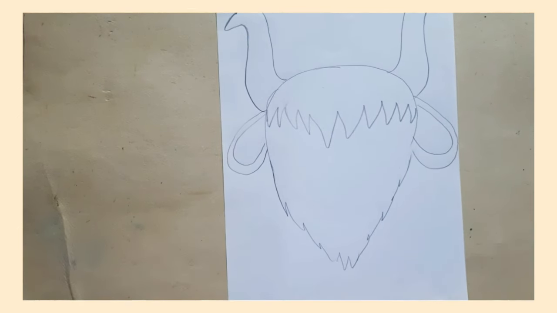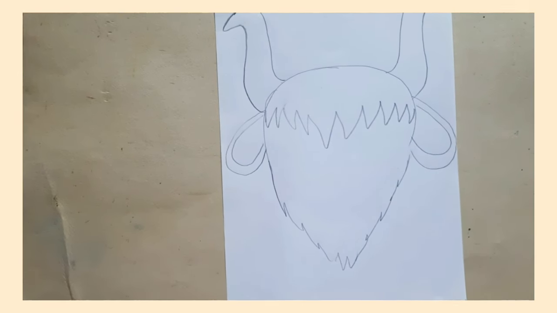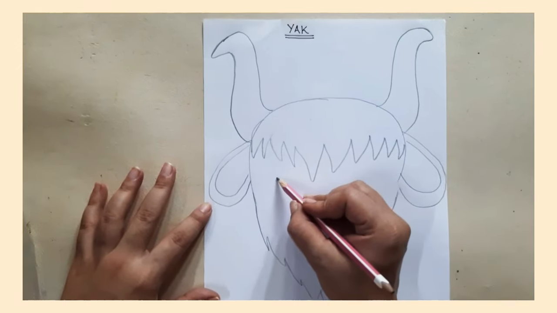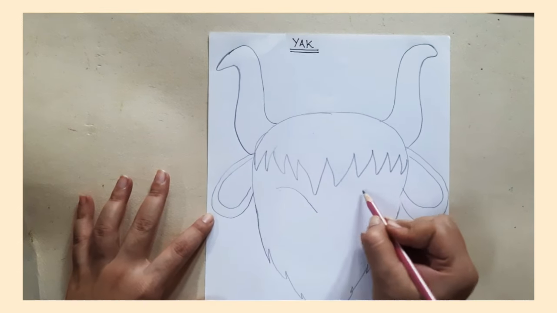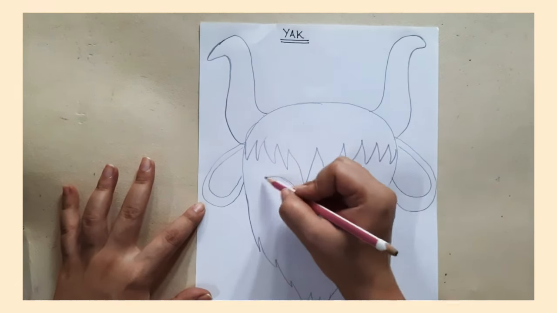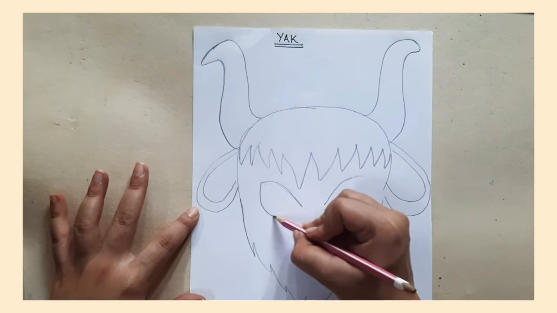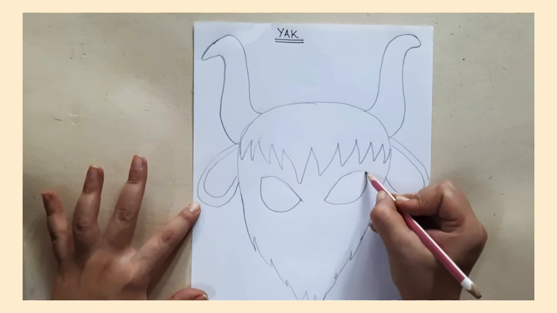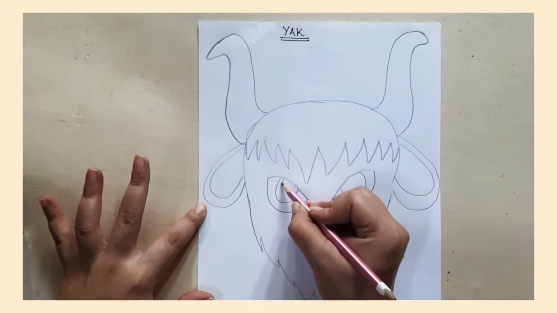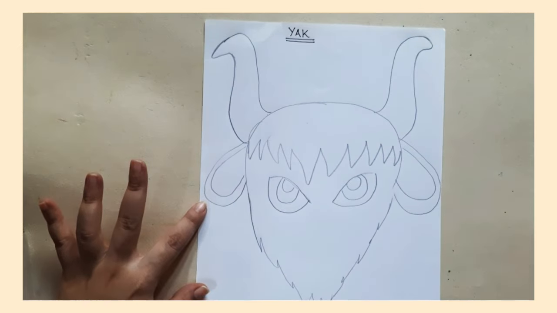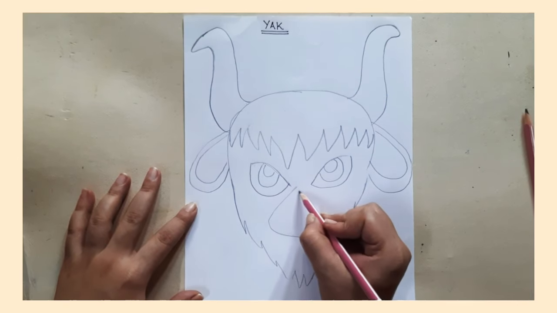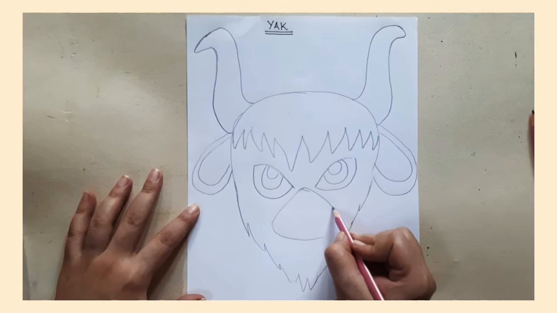Done. Now, once done, we are going to make his eyes and his nose. First, let's make his eyes. Now, eyes are going to be downwards. So, you can make 2 lines going downwards like this. Or you can say you can make a V. And then make the leaf shape. Eyeballs. I think the yak is looking angry right now. And then a triangle for his nose and the mouth.